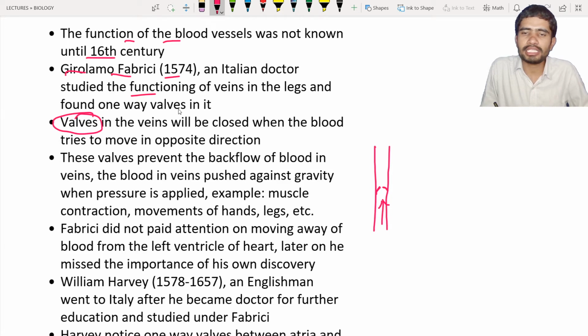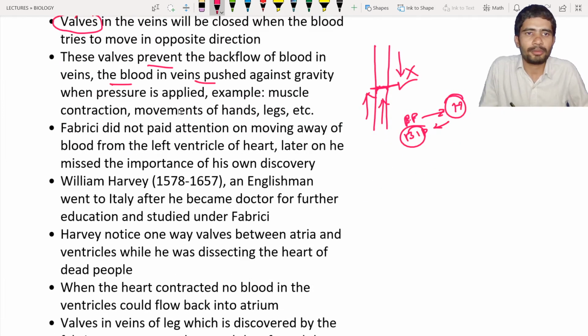If the blood tries to flow in the opposite direction, these walls are going to close. When these walls are closed, the blood cannot flow in the opposite direction. So what you can understand from this is the blood will be allowed to flow only from the body parts to the heart, not from the heart to the body parts. Why? Because there are walls in the veins. These walls prevent the backflow of blood in the veins, and hence the blood in the veins is pushed against gravity.